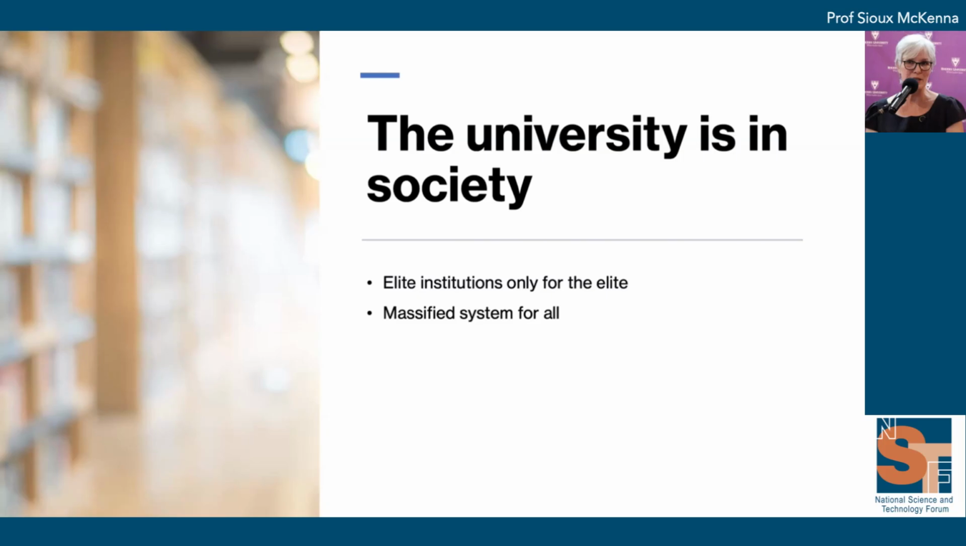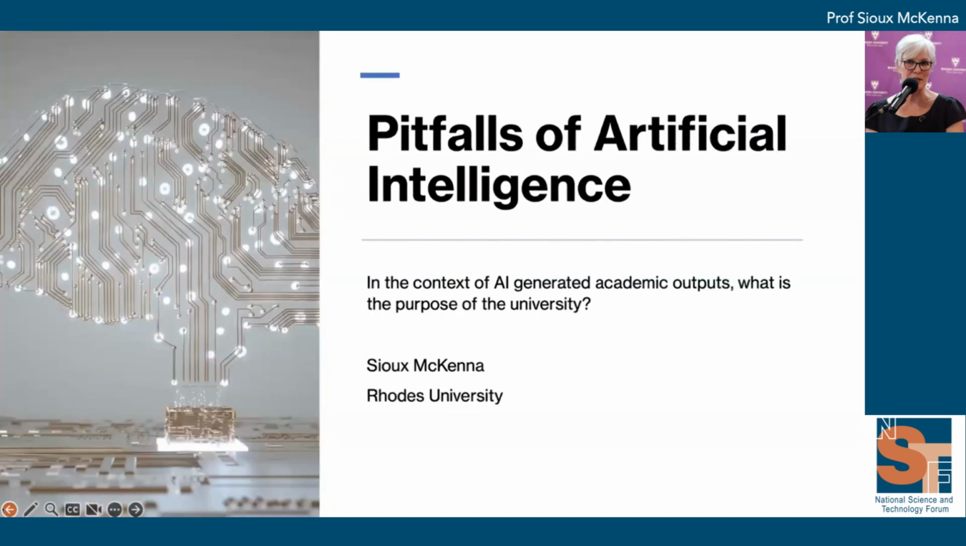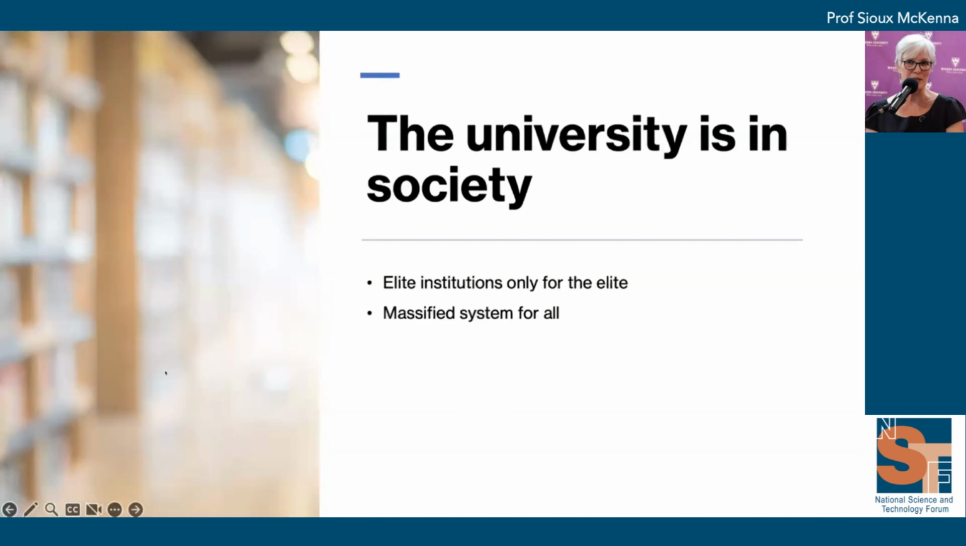So really what I want to start off with saying is that, of course, universities are in society. They're not separate from society. So when we ask this question about the context of AI-generated academic outputs, what is the purpose of the university, which is the question I'm tackling today, we need to realize that universities are not separate from society.